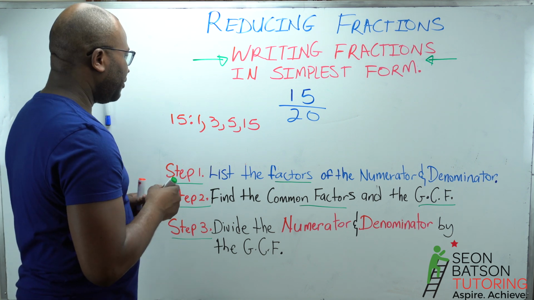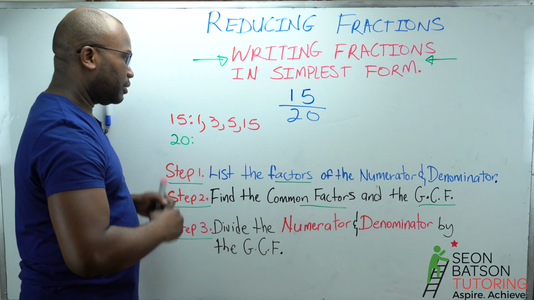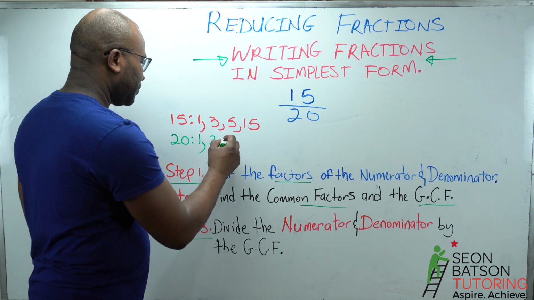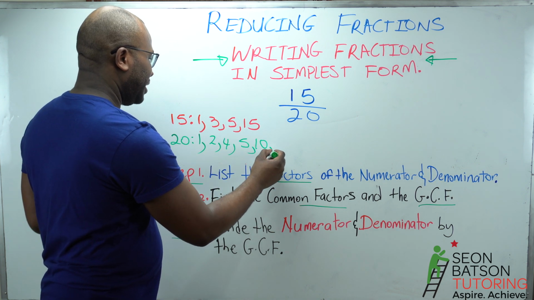Now let's list the factors of the denominator, 20. The factors of 20 are 1, 2, 4, 5, 10, and 20.